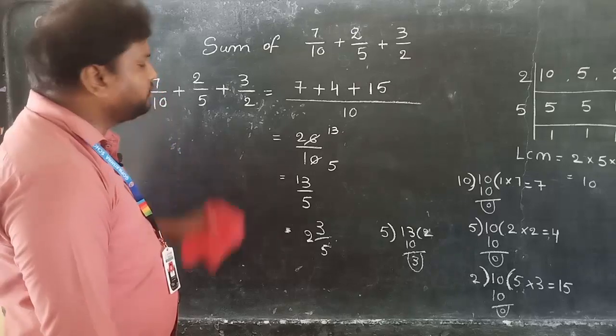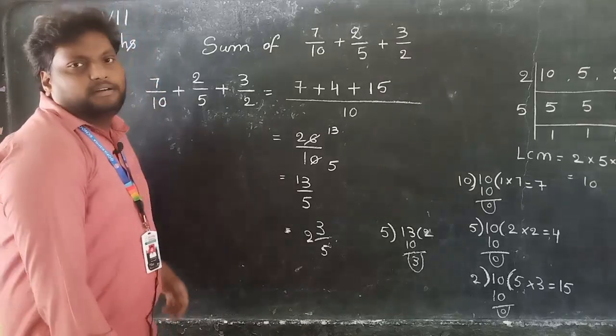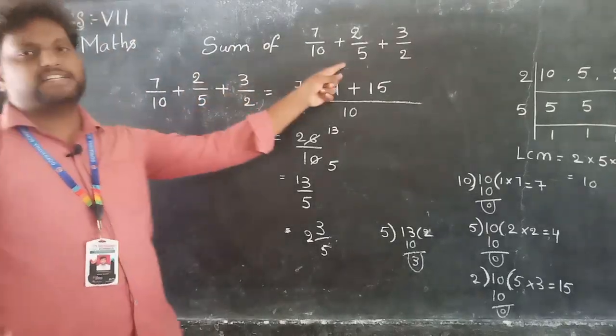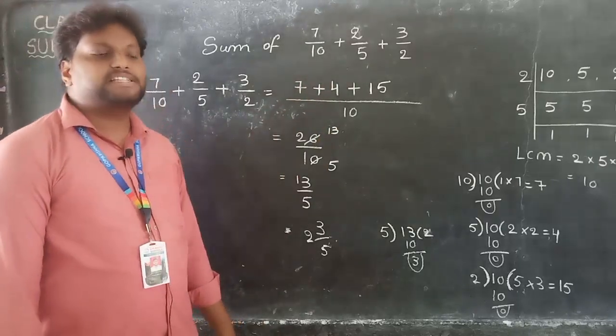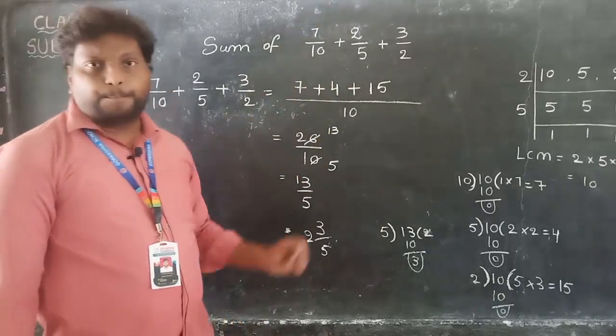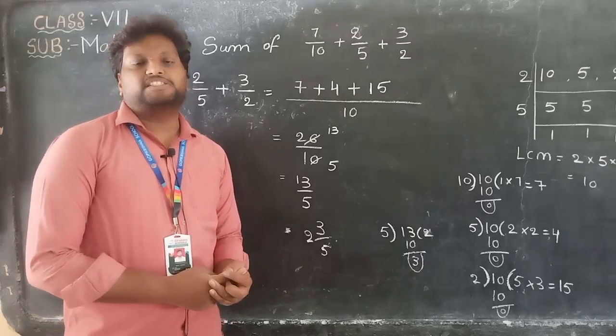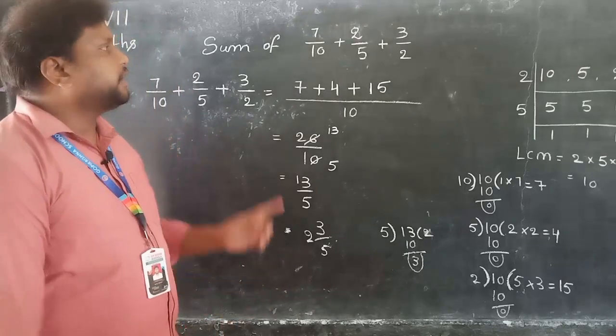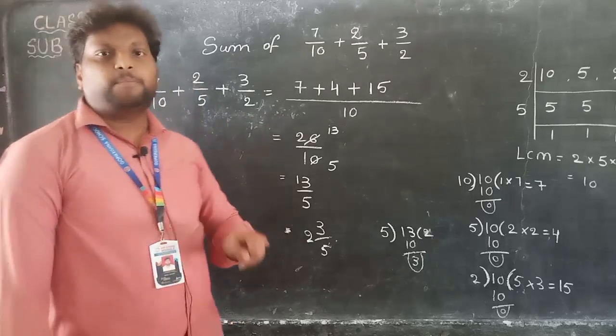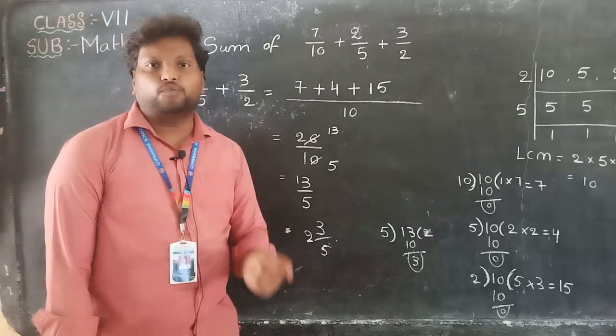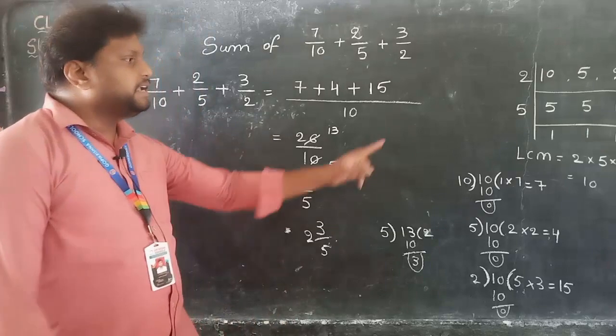Okay, listen once again. To find the sum of 3 fractions that are unlike fractions, since there are 3 fractions, compulsorily we have to use the LCM method. Why? Because the cross multiplication method is not possible here. Cross multiplication method is possible only between 2 fractions, that's why we use the LCM method.